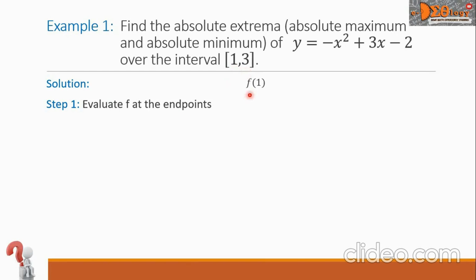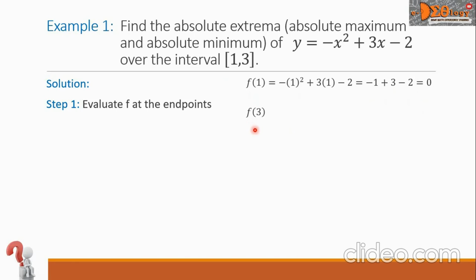Let us begin with f of 1. So we have here the negative of the quantity 1 squared plus 3 times 1 minus 2. This negative of the quantity 1 squared is simply minus 1, plus 3 times 1 is 3, then minus 2. Simplifying these three numbers, we have 0. The f of 1 equals 0.